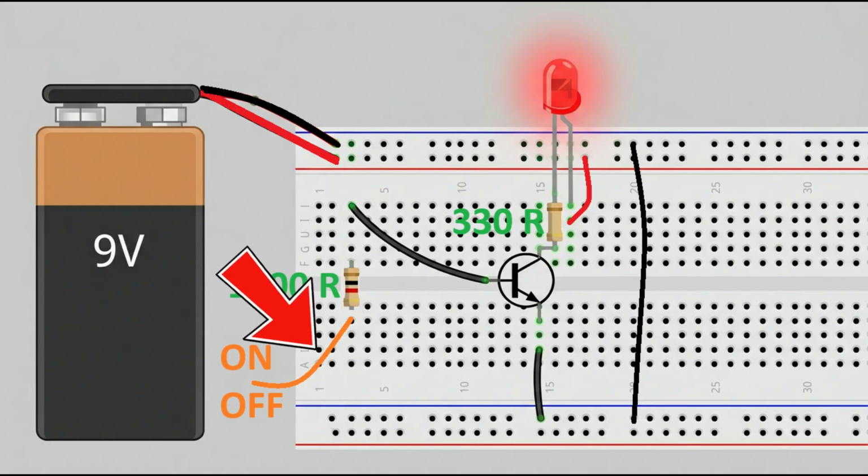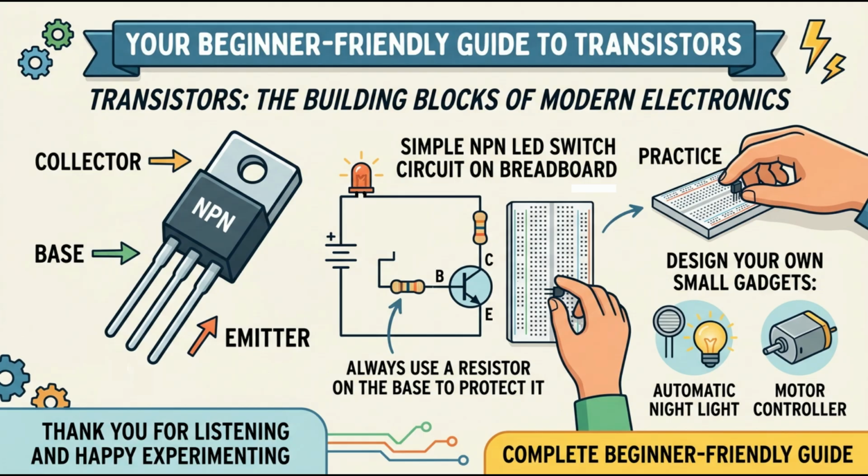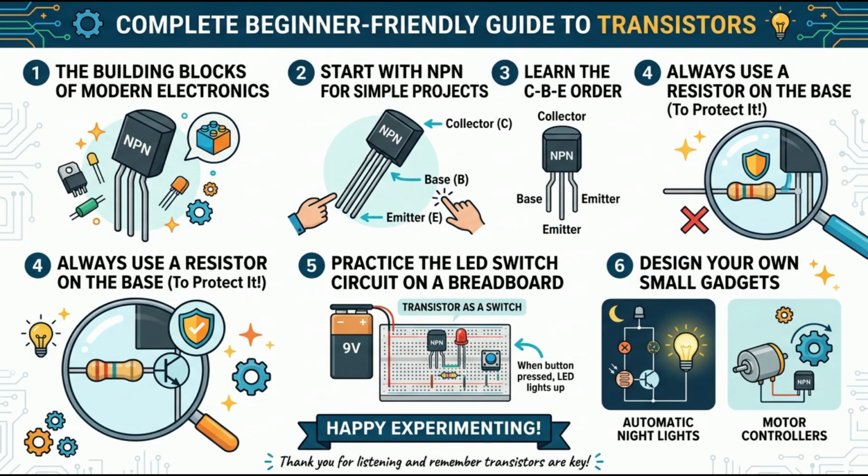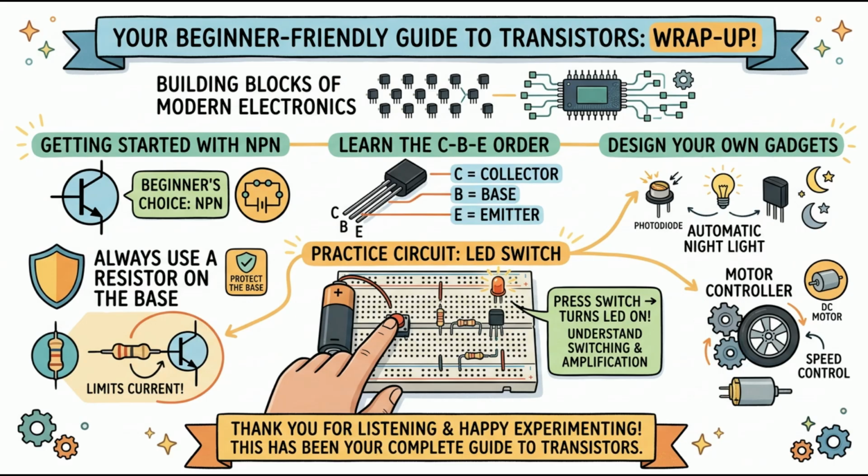Step 6. The other end of that base resistor will be your control signal. For testing, you can connect it to positive voltage through a switch, or even touch it carefully to positive to turn the LED on. When you apply a small positive voltage to the base, the transistor turns on, the LED lights up brightly. Remove the base signal and the LED turns off. That is the transistor working as a switch. If you want to use a PNP transistor instead, the connections change a little.